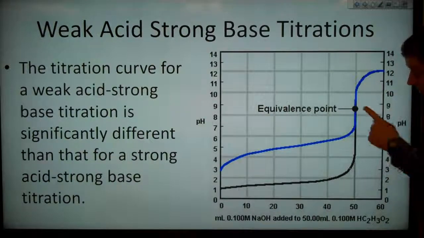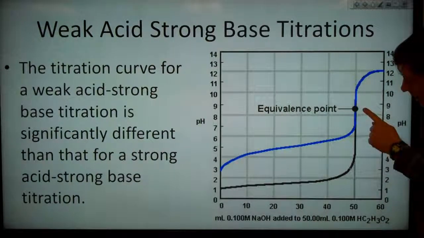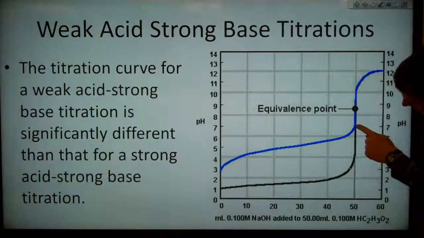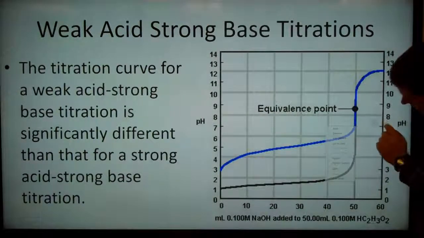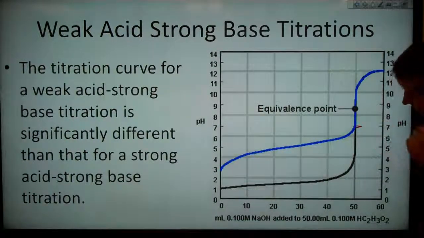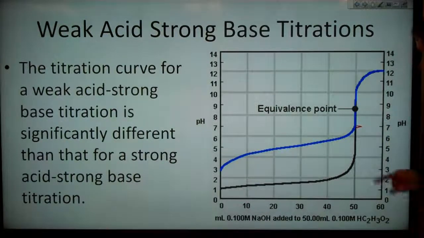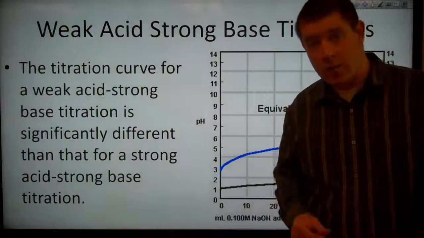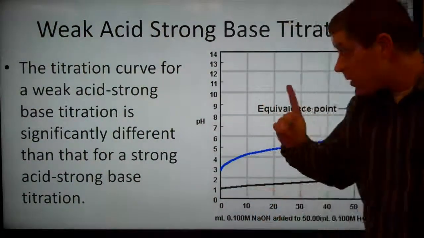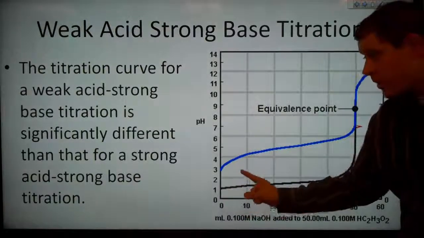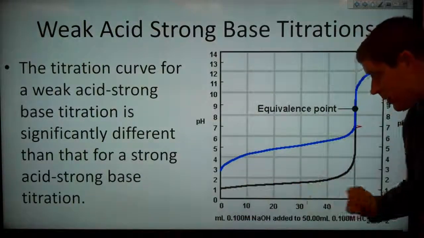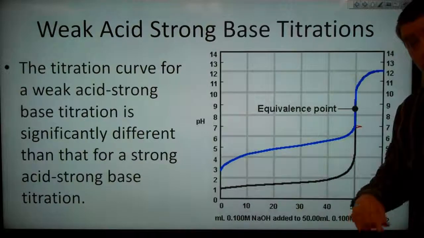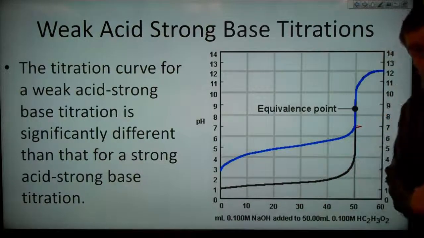And then at the equivalence point, for the black curve, the equivalence point is at that point there, at a pH of 7. And then past that, we just have our neutral solution that we're adding base to. So that was for the strong acid, strong base titration. That's that black curve. The blue curve is for the weak acid, strong base titration.